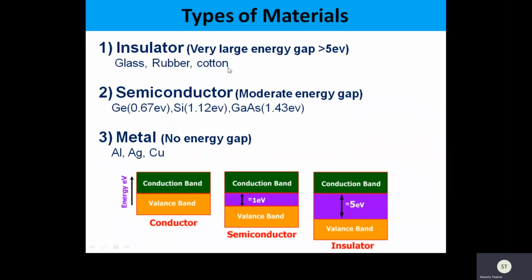The examples of insulators are glass, rubber, and cotton. The examples of semiconductors are germanium, silicon, and gallium arsenide, where the energy gap between the valence band and the conduction band in the case of germanium is 0.67 electron volt. For silicon, this is 1.12 electron volt, and for gallium arsenide, this is 1.43 electron volt. The examples of metals are aluminium, silver, and copper.